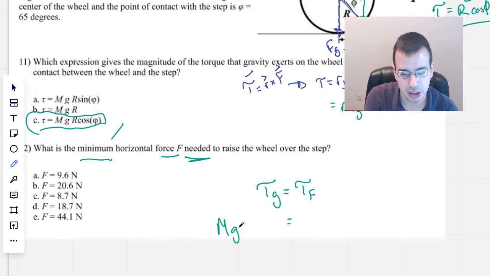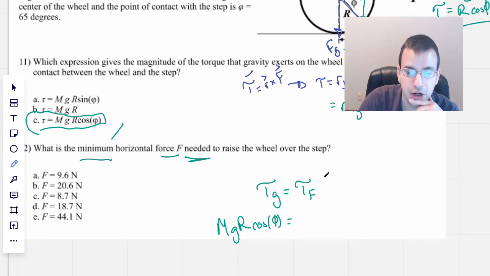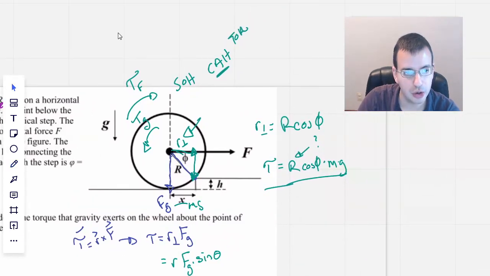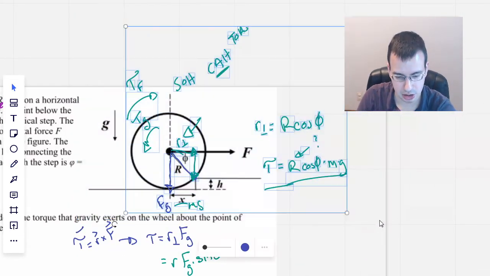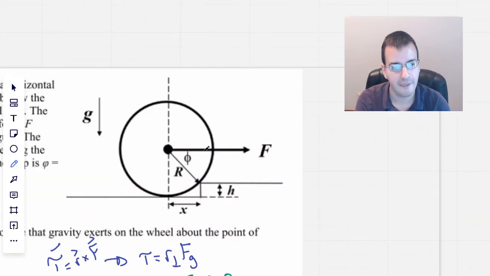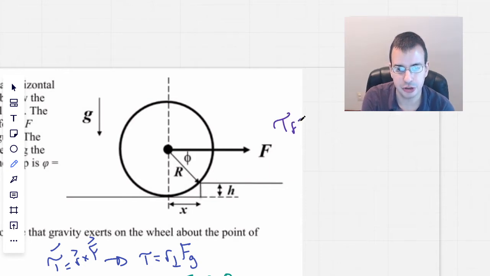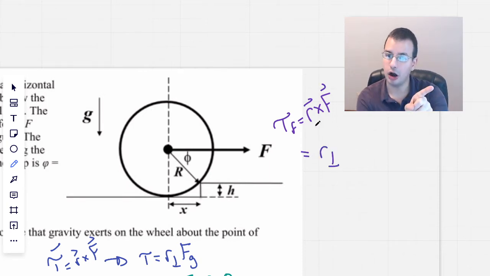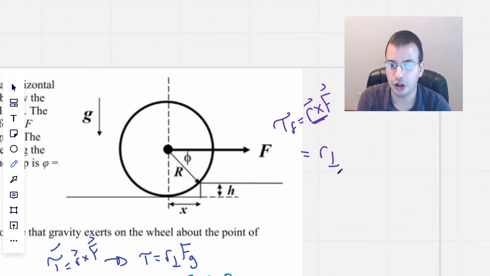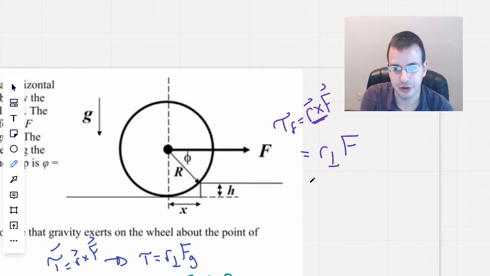It's mg r cosine of phi. And then the torque from the force, I'm going to erase this so I can look at it a little more clearly and redraw things. So we have the torque of the force will be r cross F, just like it always is. I'm going to call this r perpendicular, so this radius and the cross product, I'll combine these two together to call it r perpendicular times the force.